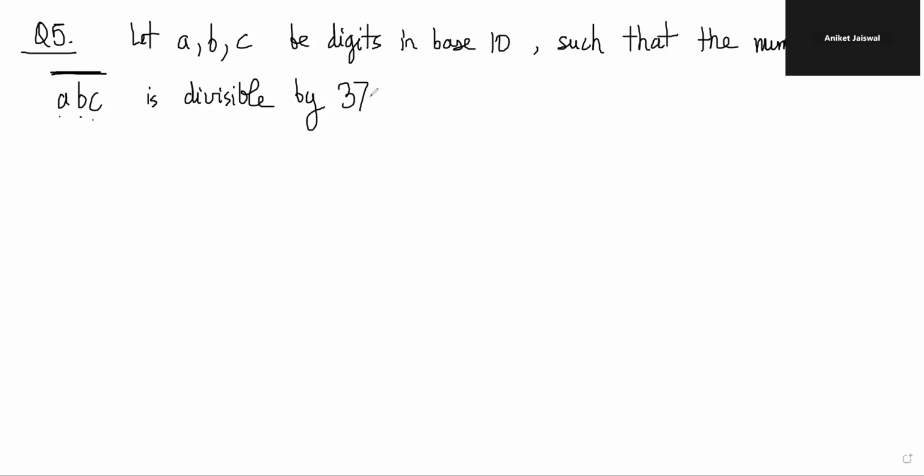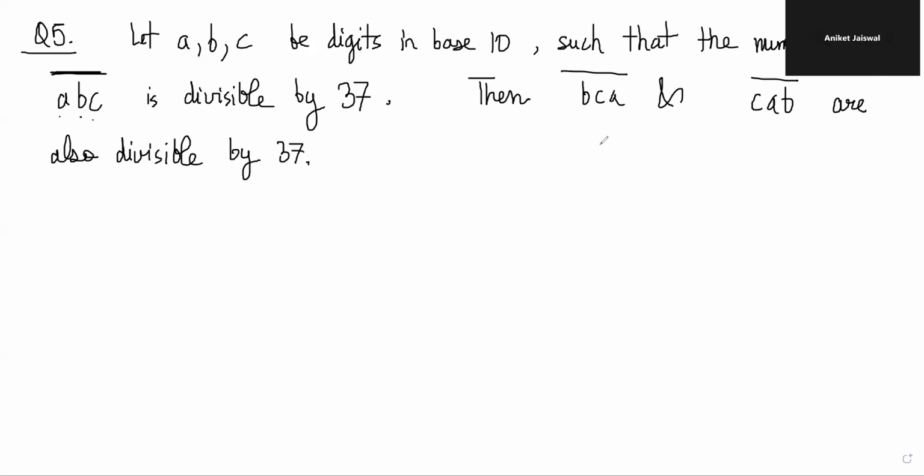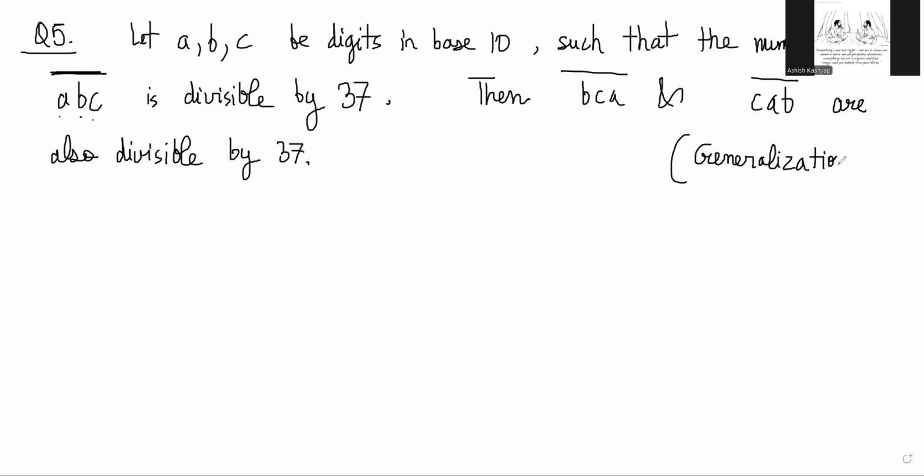Then BCA and CAB are also divisible by 37. We have to prove that those are also divisible by 37. And there is a generalization also possible in this problem, which once you have done the basic proof, you can figure out.